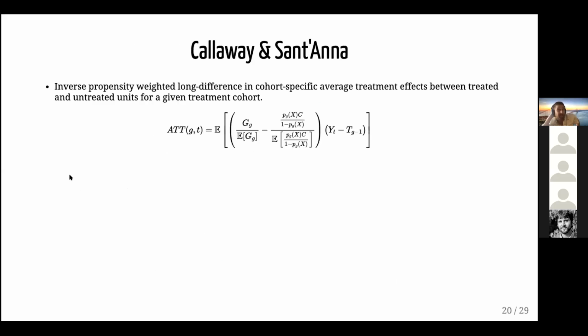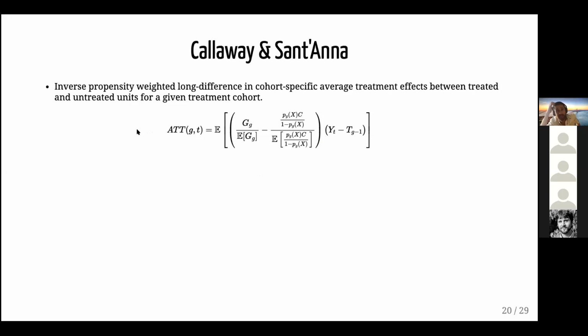Now I'm just going to go through a few methods that have been developed within the last few years that people have done that get around some of these issues. So this one I really like a lot. It's from Callaway and Sant'Anna. It doesn't use a regression approach or a linear regression approach. Instead, it uses inverse propensity weighted long differences in the cohort average treatment effect. There are a lot of letters here, and that sentence that I wrote doesn't really do them justice.